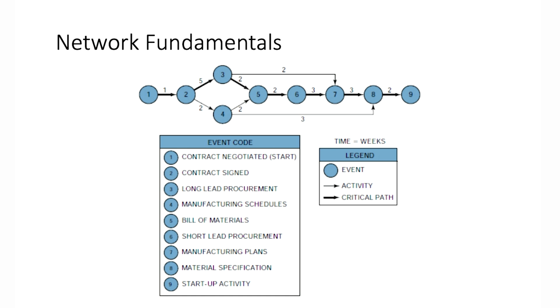And as you can see from this chart, there are activities with various durations. And by looking at this chart, you can identify the critical path, which is starting from activity 1, 2, 3, 5, 6, 7, 8, and 9. And there are various alternatives, but the critical path is the longest path.